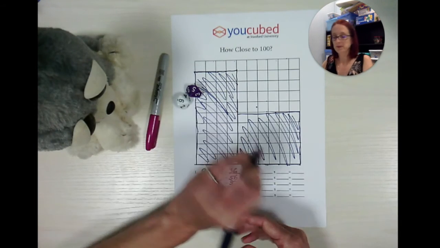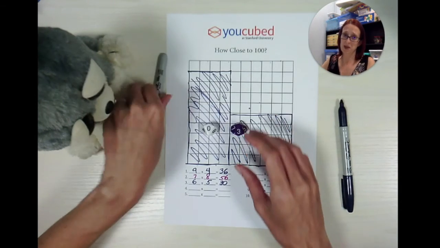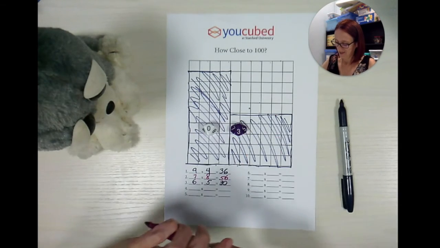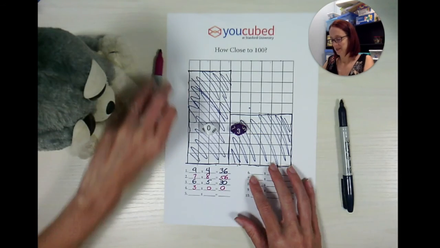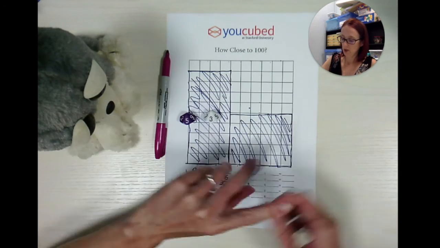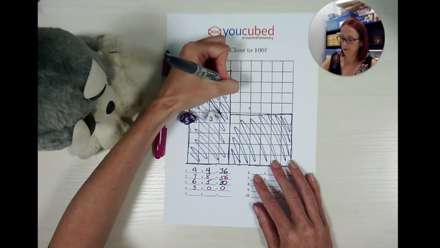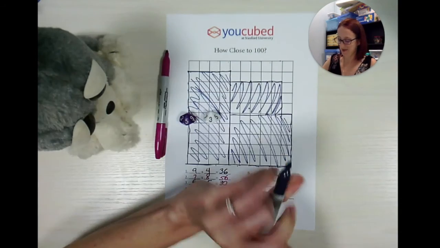Sammy's turn. 3 times 0. Poor Sammy. 3 times 0 is 0, so Sammy doesn't get to go again. 3 times 5 is 15. 1, 2, 3. I think I'm going to win this game.